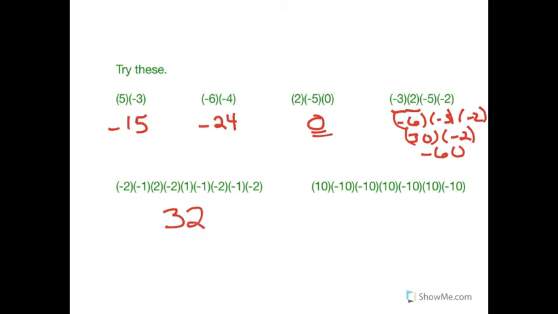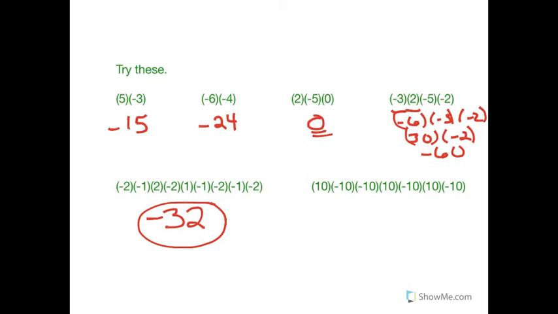Now let's count our negative symbols. 1, 2, 3, 4, 5, 6. That's even, so the answer should be positive. Let me double check that. 1, 2, 3, 4, 5, 6. Ooh, I didn't count right. Well, that's an easy fix. It's an odd number, so it's negative.